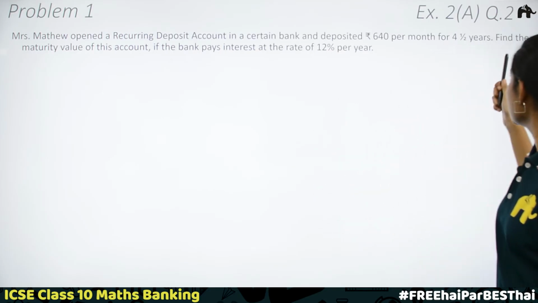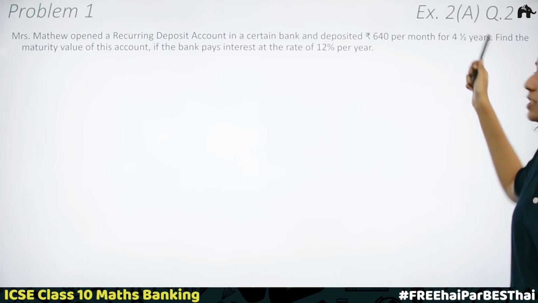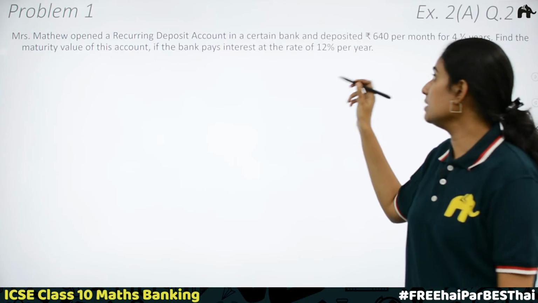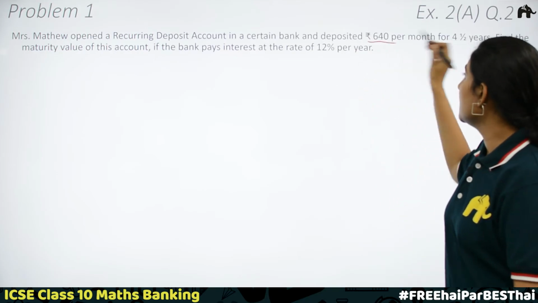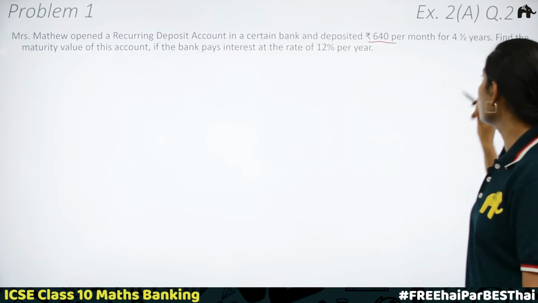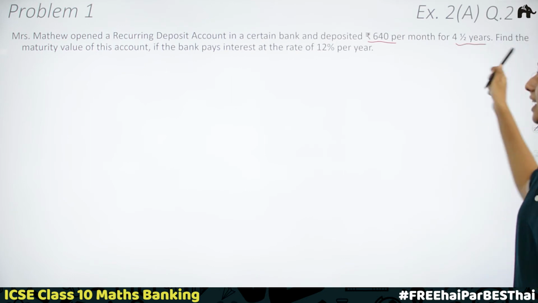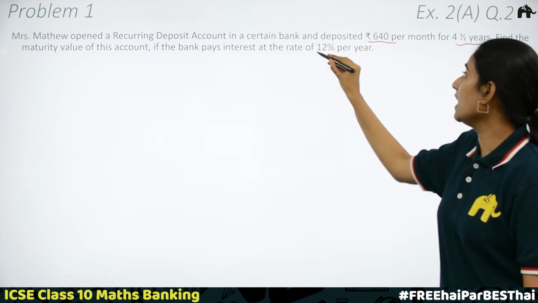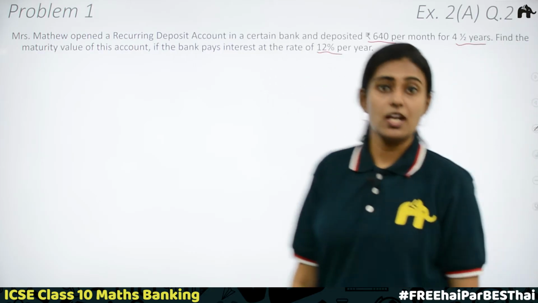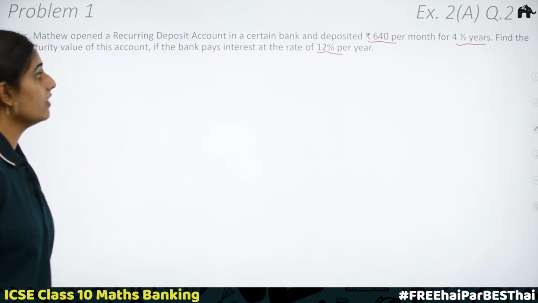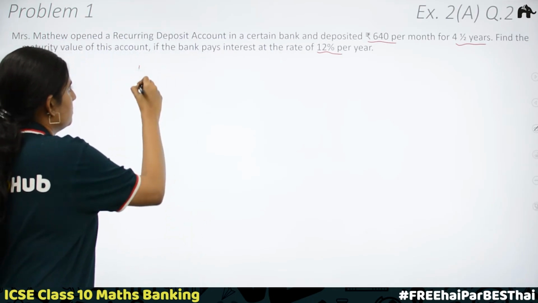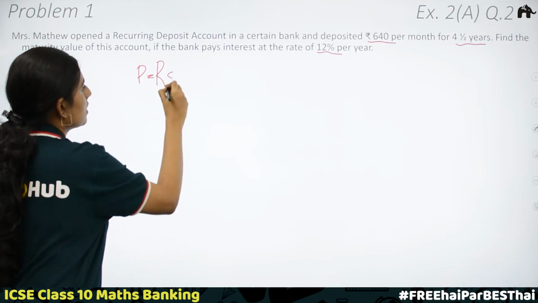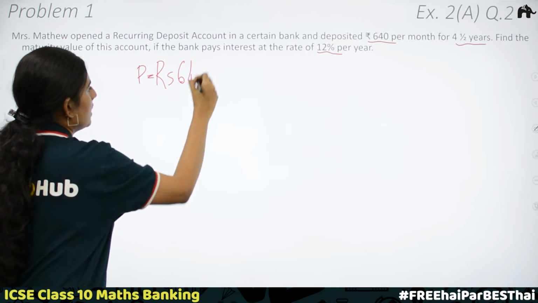Here, the question is question number 2 of exercise 2A. Miss Matthew opened a recurring deposit account in a certain bank and deposited rupees 640 per month for 4.5 years. Find the maturity value of this account if the bank pays interest at the rate of 12% per year. What are the given quantities? We have the monthly installment P. P is equal to rupees 640.